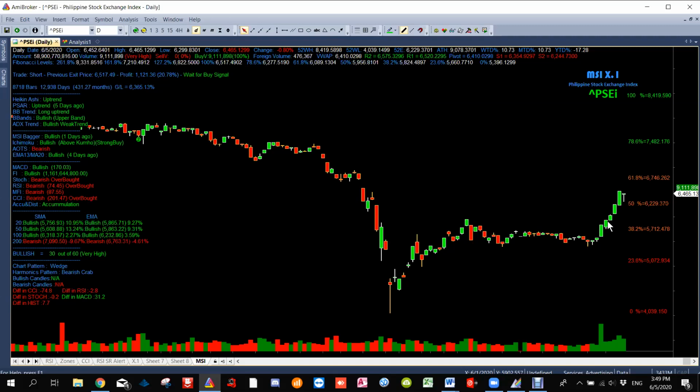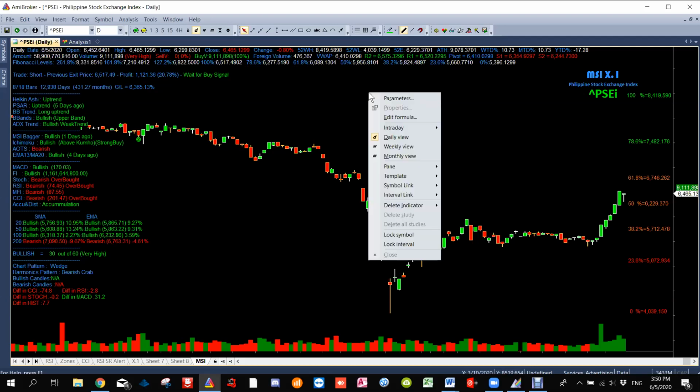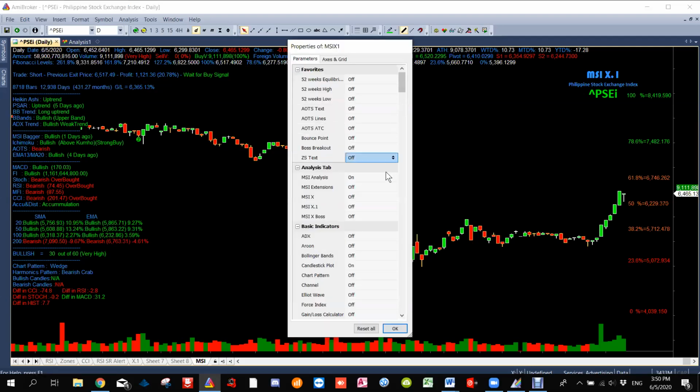The Golden Cross, let's say in a month's time, will give you one crossover. Then that trend is going to bring you or lead you to its uptrend for 1 month. The MSI Bagger gives more crossovers. So it's more profitable. Okay. So you can switch that on also.